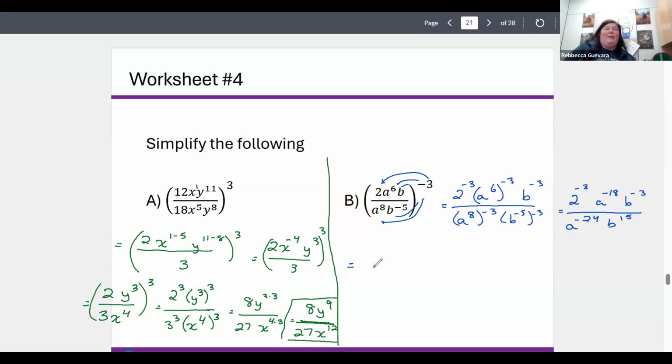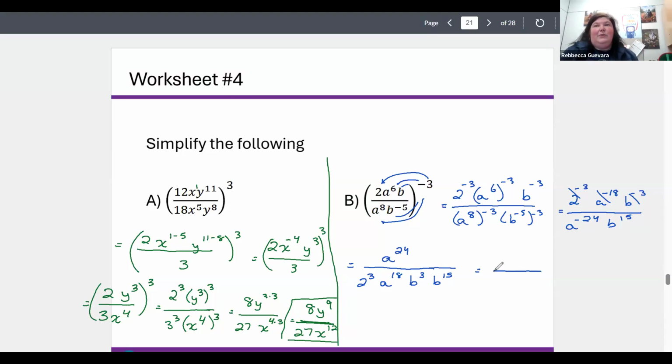So let's move all my powers around so everything's a positive power. If that's the case, this 2 to the negative 3 goes to the bottom. We get 2 to the positive 3. A to the power of negative 18 will go down here and become a to the power of 18. B to the negative 3 goes down here and becomes b to the 3. And this b to the 15 doesn't need to move. A to the negative 24, if we don't want that negative and we want that positive, is going to go on top and become a to positive 24. And then this b to the 15 will stay down here because that didn't have a negative exponent. It does not move.